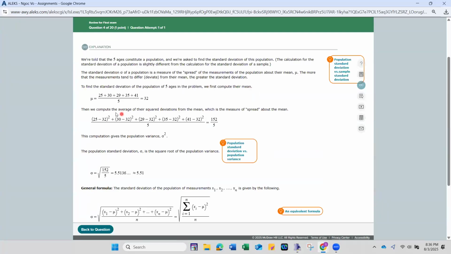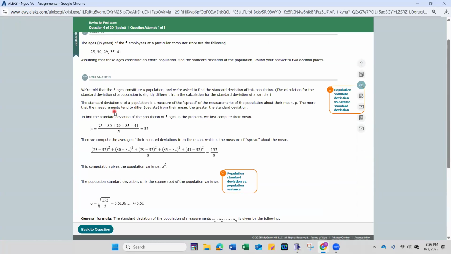So first you need to find the deviation of each data, take the square and add them. Deviation means data minus mean. So subtract the mean from each data. I have 32, which is the mean, subtracted from the 25. You have to keep doing this for each data. At the same time, take the square and then add all these squared values.